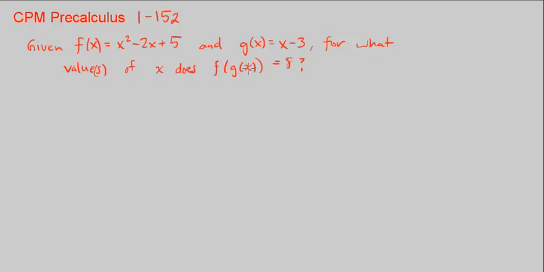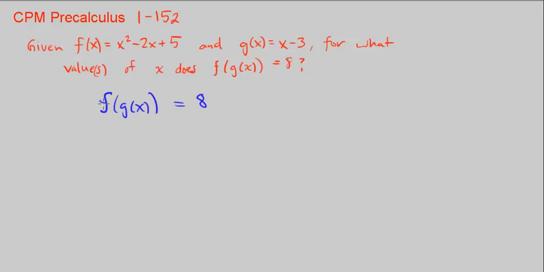Remember, f of g of x is just the composition of functions, meaning the input to f is the function g of x. So let's go ahead and write this out. f of g of x. What is that equal to? We know it's equal to 8.